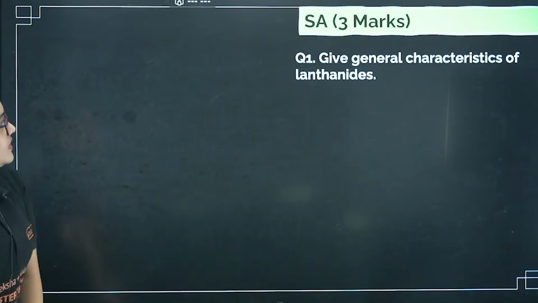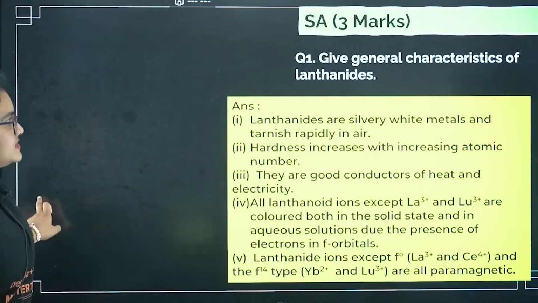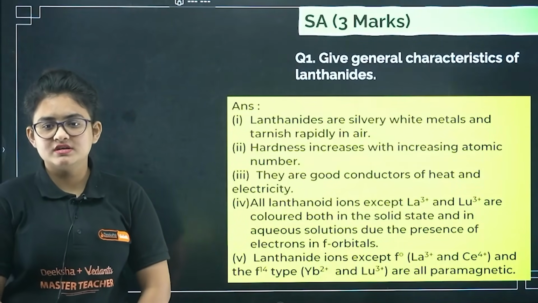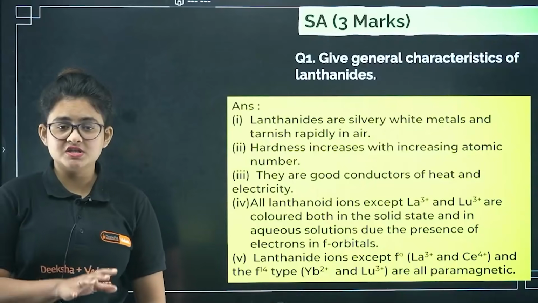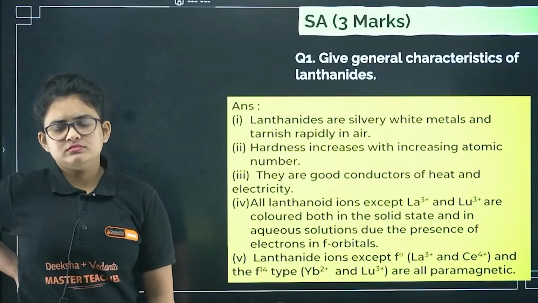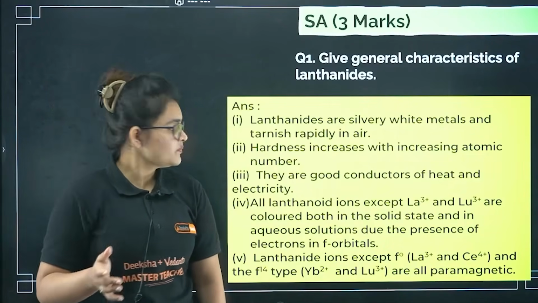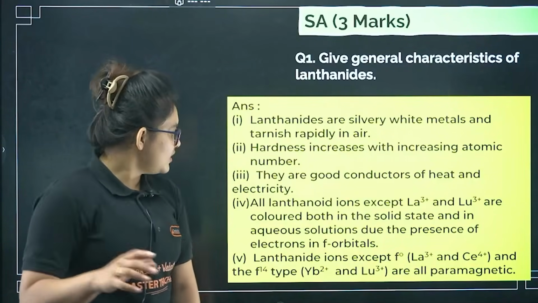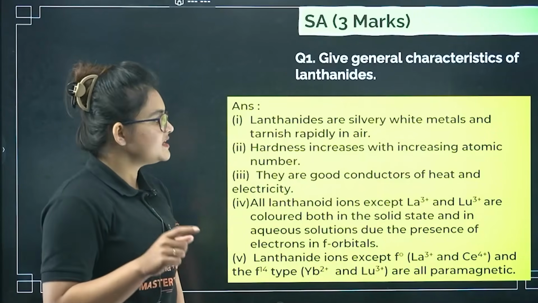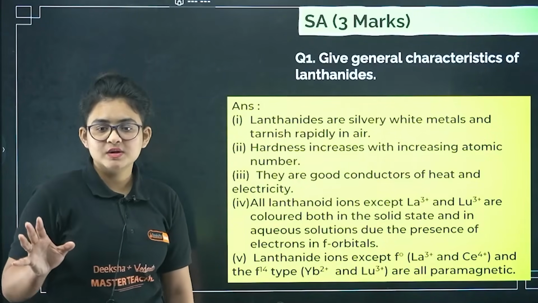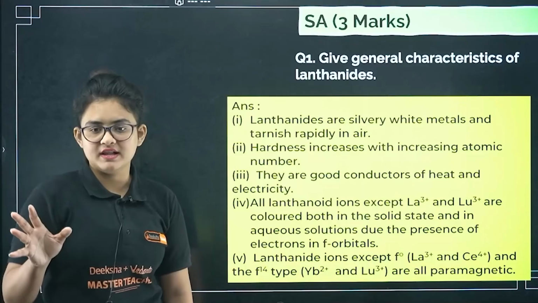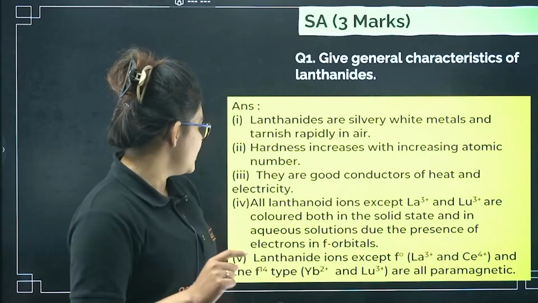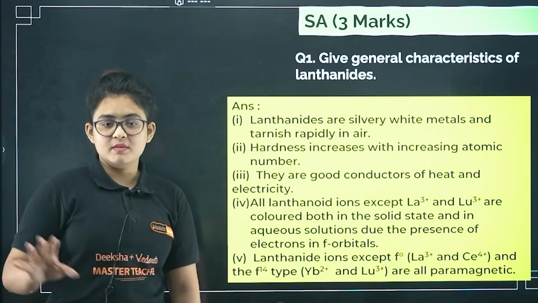Let's proceed. Give general characteristics of lanthanides. Okay, 3-marker question. It's definitely a white metal, and it definitely gets tarnished in air rapidly. Hardness increases with the atomic number. Next, they are good conductors of heat and electricity, and all lanthanide ions except La3+ and Lu3+ are colored both in solid state and in aqueous state as well. Okay, so I guess one more. Lanthanide ions except f0 and f14 type are all paramagnetic.